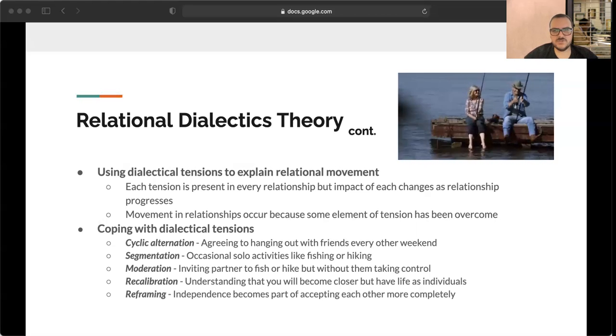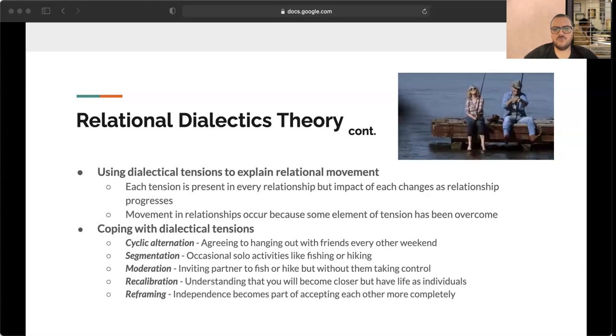So imagine the scenario where you're in a new relationship and your partner, your new boyfriend, girlfriend, wants you to give up your free time on the weekends. There are a few options you can use to help manage these tensions. The first is cyclic alternation, and that's agreeing to hanging out with your friends every other weekend. The next is segmentation, and that's occasional solo activities like fishing, hiking, even shopping.